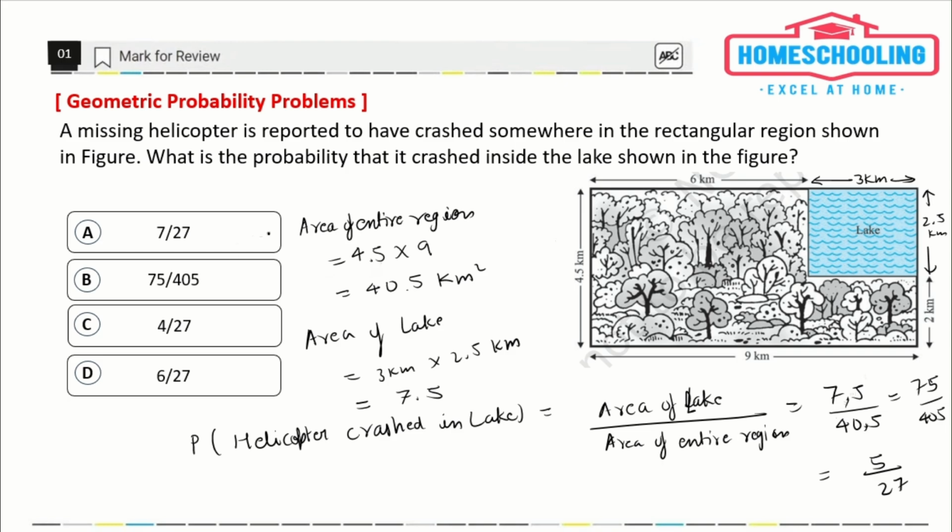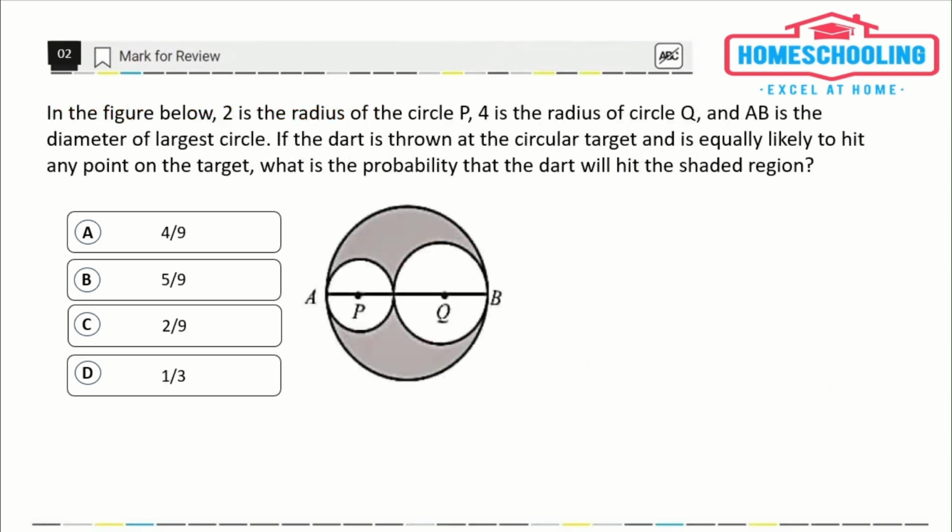So let's see option B. As we can see, 7.5 divided by 40.5 can be written as 75 divided by 405. So option B is your correct answer. Now let's move on to question number 2.